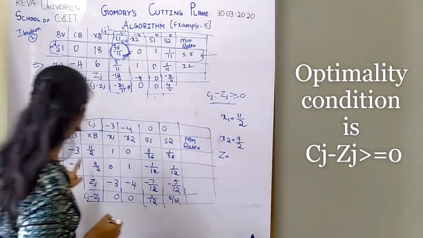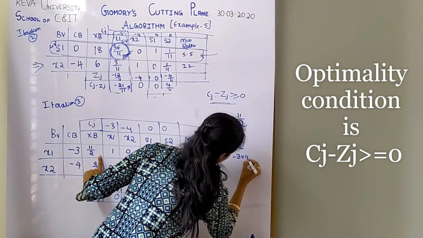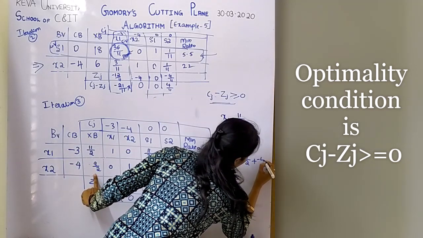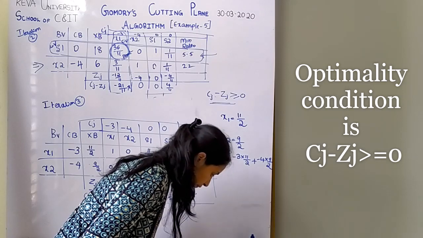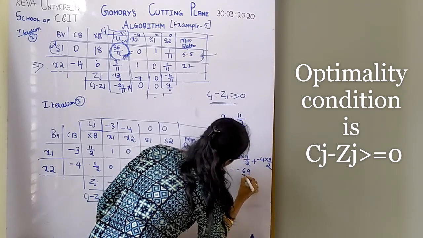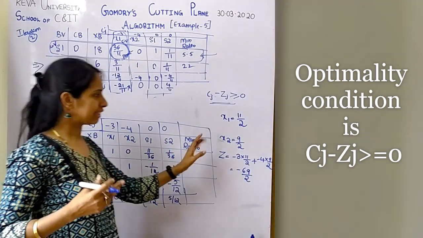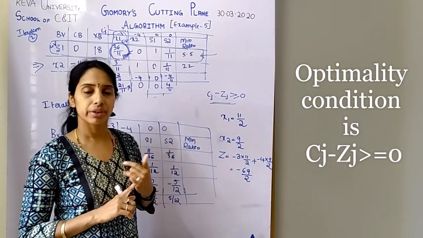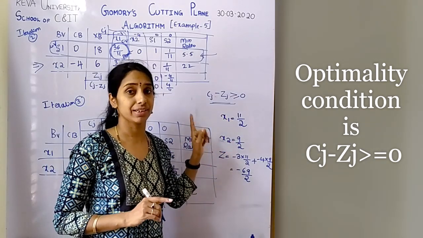Z value equal to minus 3 into 11 by 2 plus minus 4 into 9 by 2. So if you find out this, you will get minus 69 by 2. Now, are these values the optimal solutions? No. What we have given in the question, x1 and x2 should be integers.